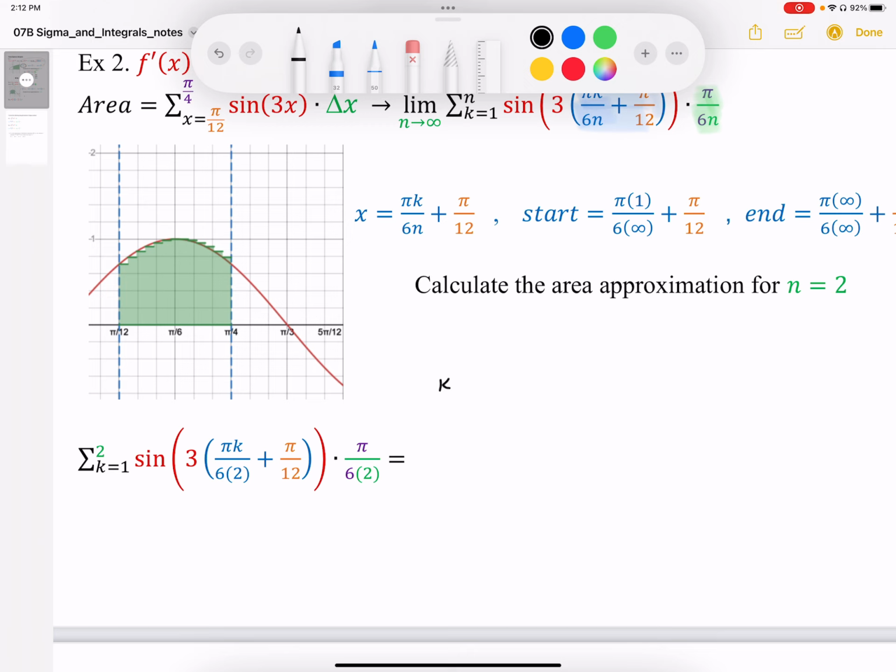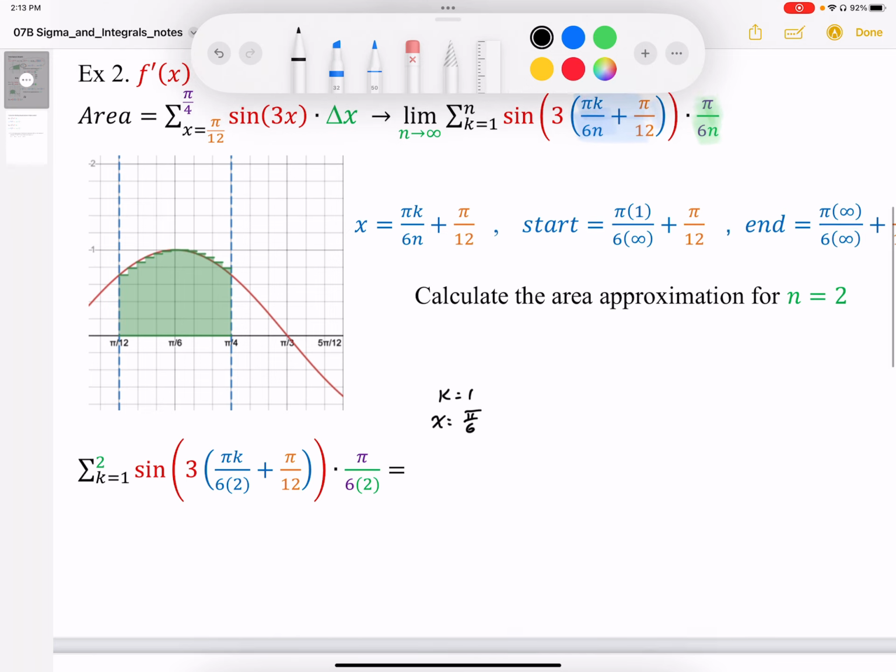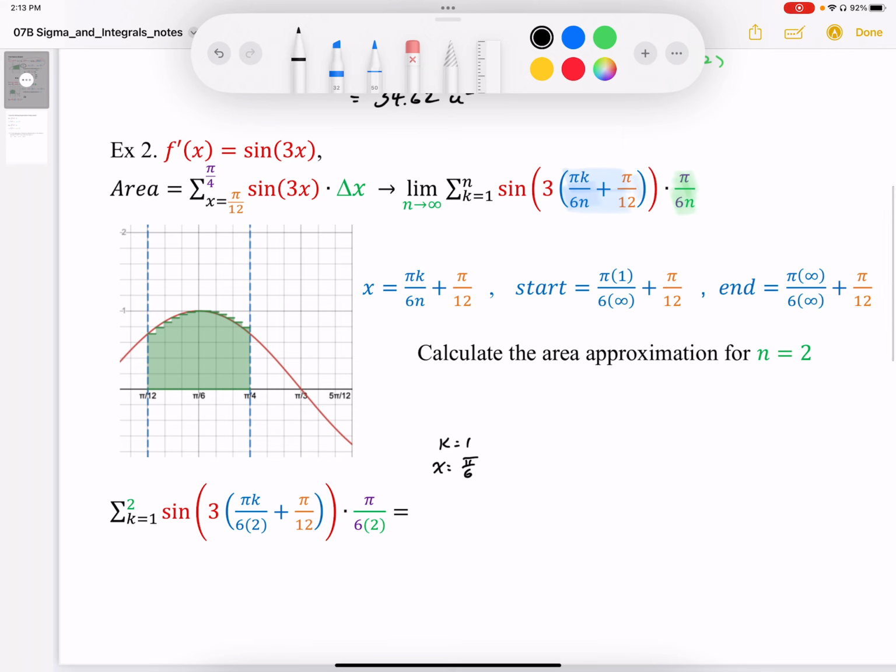So I'm going to let k equal 1 and plug that into the expression. So k is 1, n is 2. So 1 divided by 2 times pi over 6 gives me pi over 12, plus the pi over 12 that I started at gives me pi over 6. Okay, so then I plug that into my equation. I get pi over 6 times 3, which is just pi over 2. So sine of pi over 2 gives me 1. So that's going to be my height.